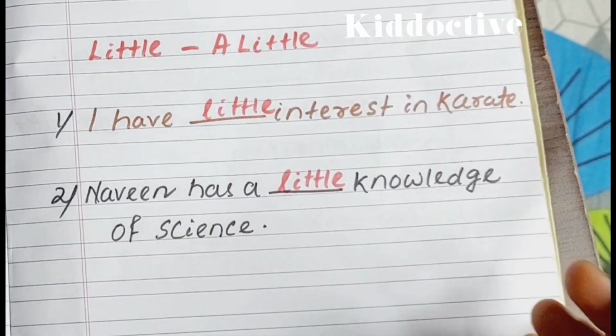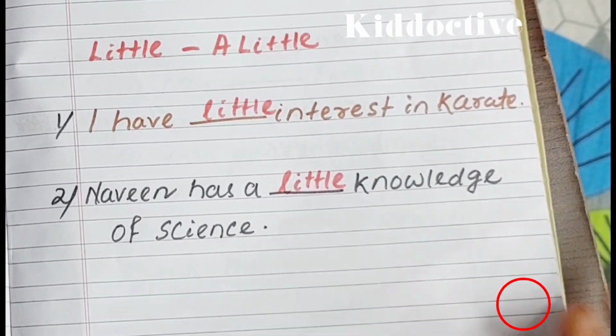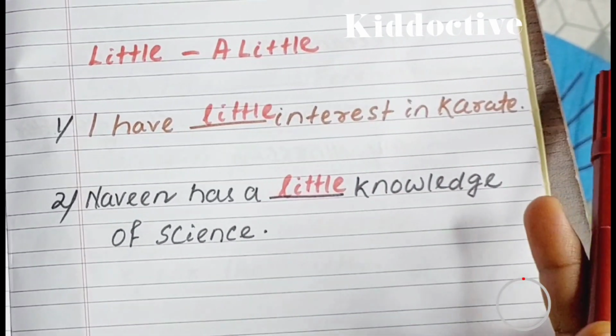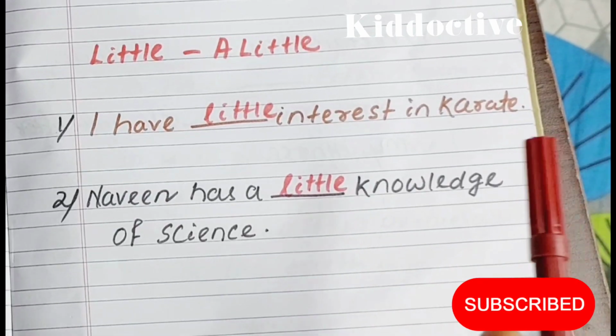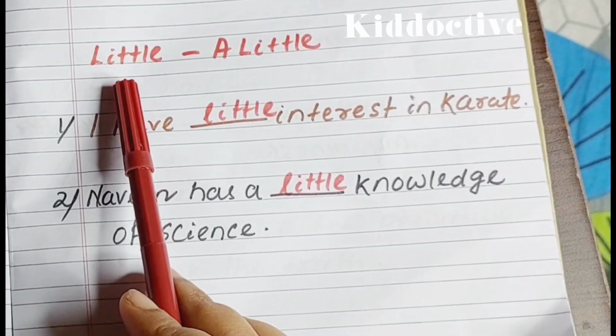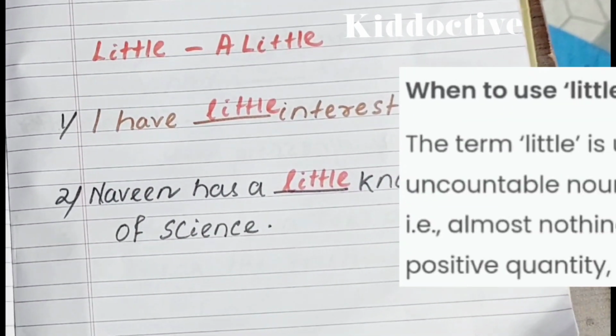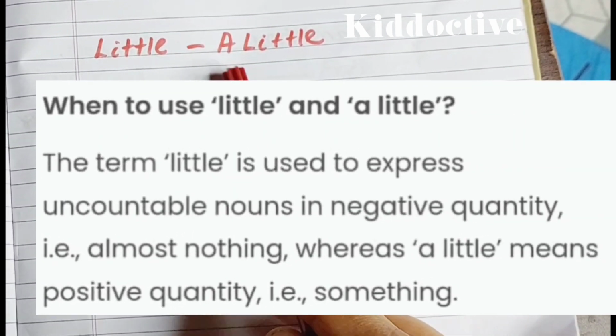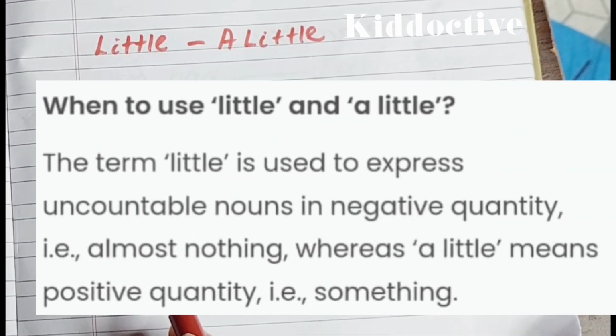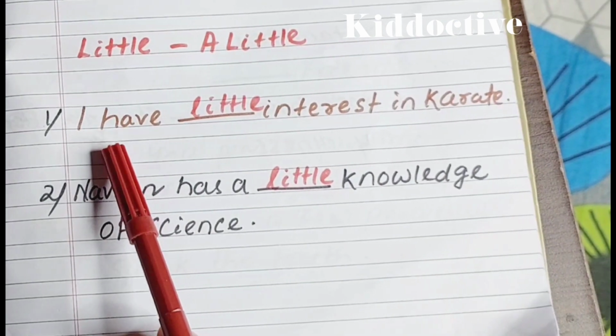Little or a little. So where do we use little and where do we use a little? Like few and a few, little is used for negative things and a little is used for some. Okay, so we are going to see through examples.